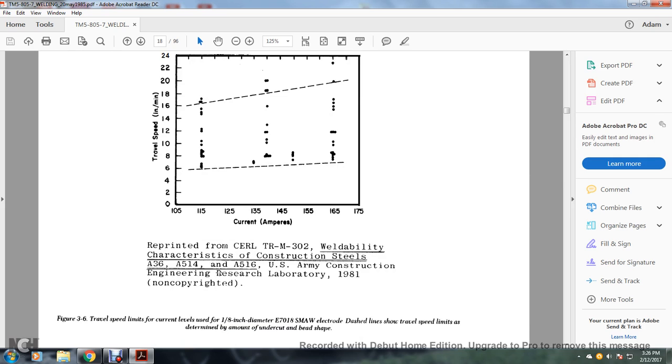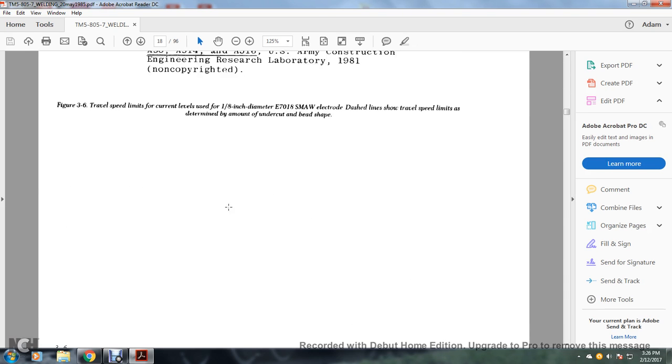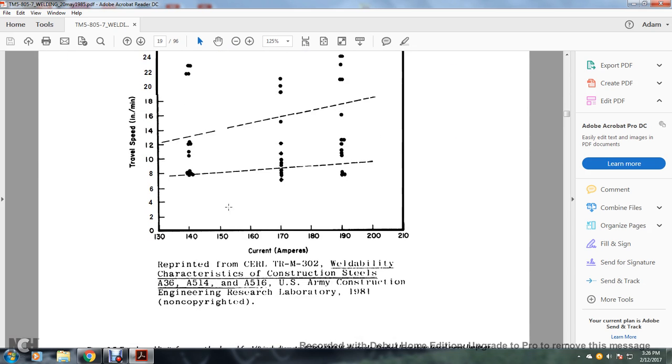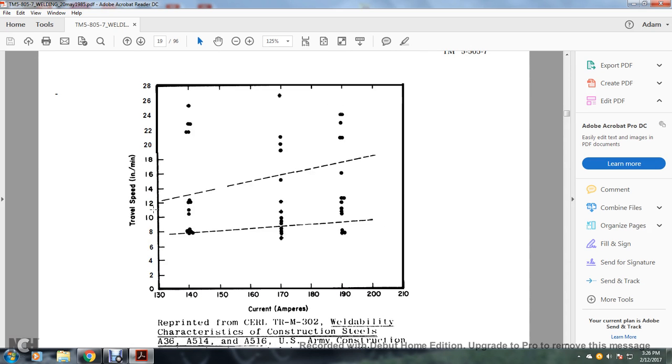At 115 amperes, you line up between 6 to 18 inches per minute, and from 145 amperes, you line up on the travel speed of 8 inches to 20 inches a minute, and 165 amperes you line up from 7 inches a minute to 24 inches maximum. Other weldability characteristics of construction steel, U.S. Army Construction Engineering Research. Current amperes 130 through 210 over 0 to 28 inches in travel speed.